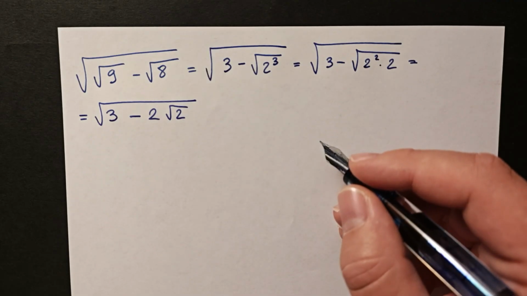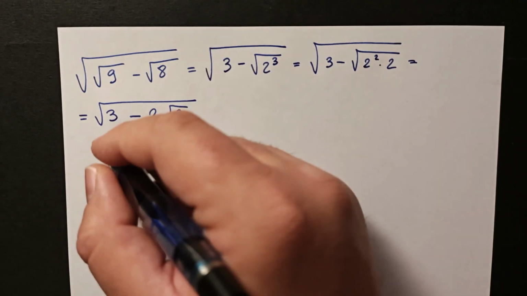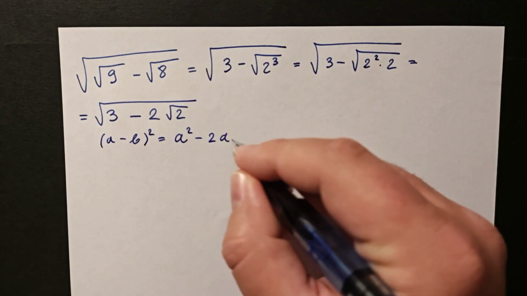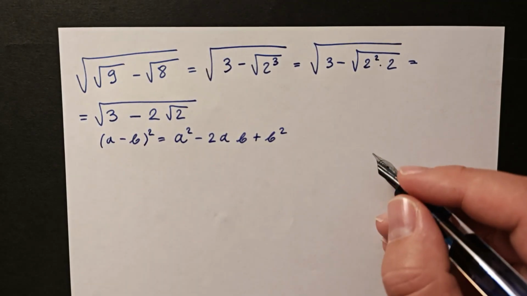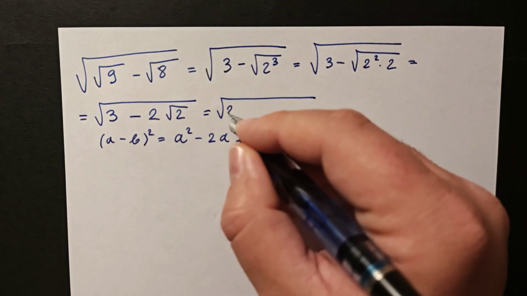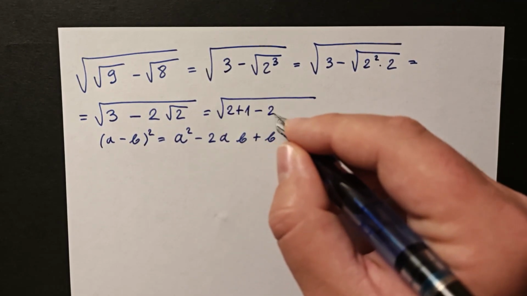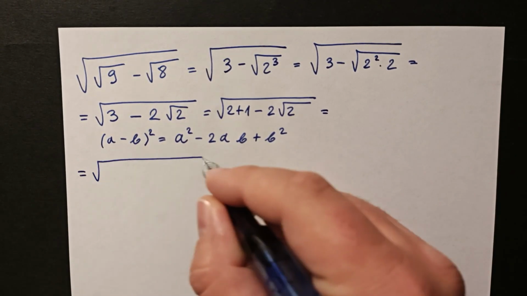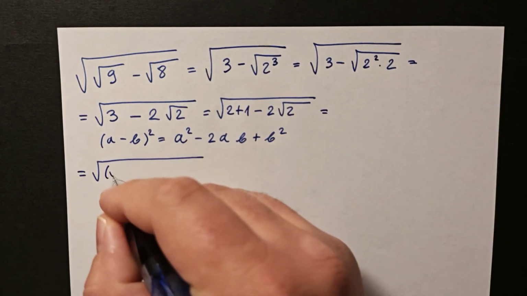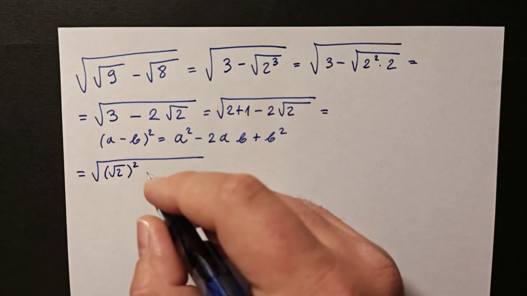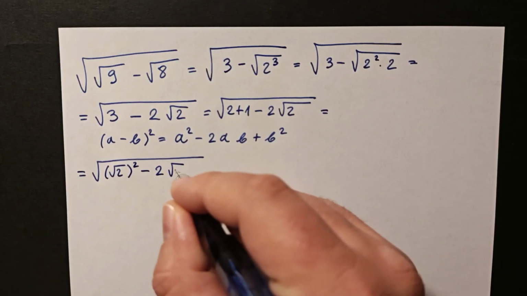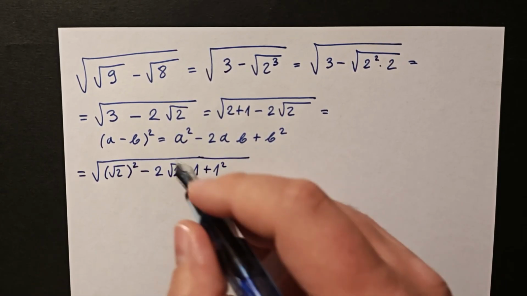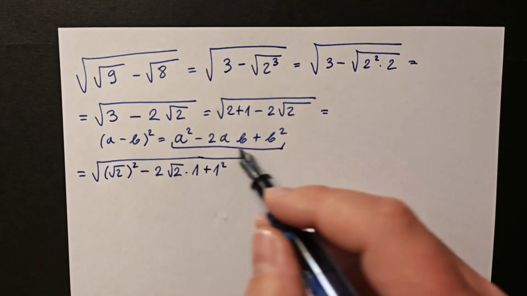The trick to solve this problem is to use the formula (a minus b) squared is equal to a squared minus 2ab plus b squared. At this point, we can write 3 as 2 plus 1 and then rewrite negative 2 square roots of 2. This is then equal to a square root. Number 2 we can write as a square root of 2 squared. Then we are going to write negative 2 square roots of 2 multiplied by 1 and plus 1 squared, just to match the right side of this equation which we have.